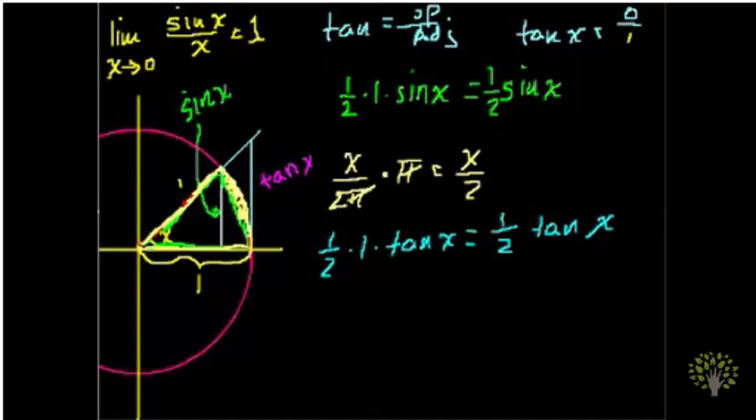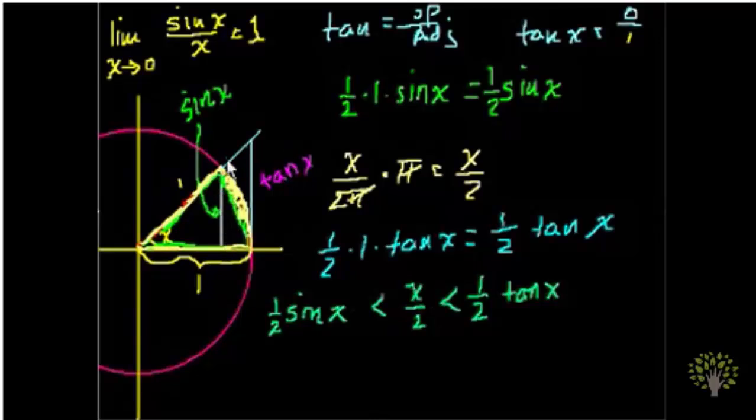So let's write an inequality that says that. The area of the green triangle, so 1/2 sine of x, is less than the area of this wedge, so that's x over 2. And they're both less than the area of this large triangle, which is 1/2 tangent of x.